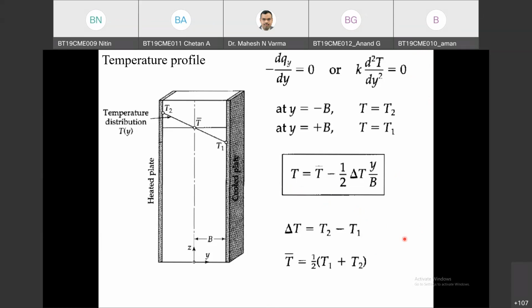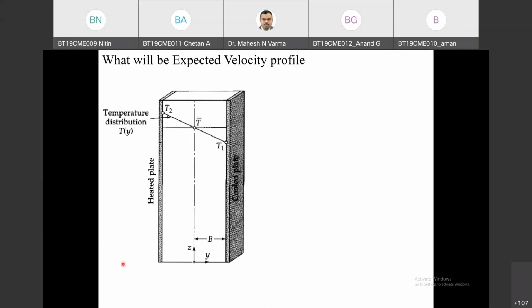So thereafter, now that we have the temperature profile, we will move on to the velocity profile. What will be the expected velocity profile?